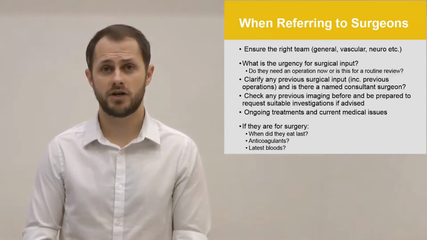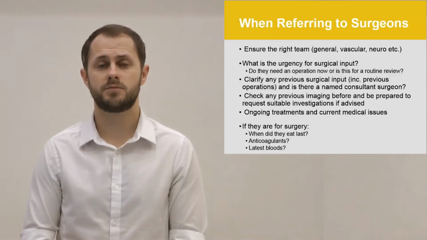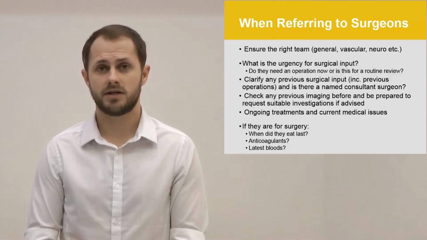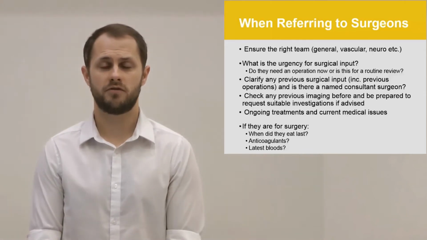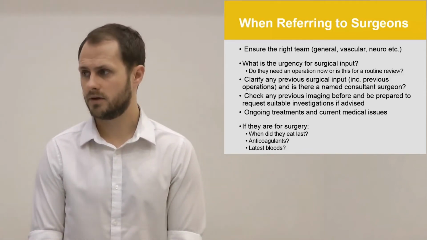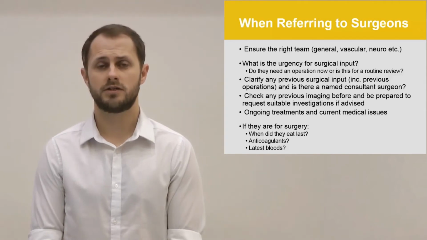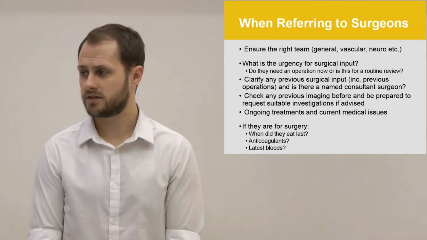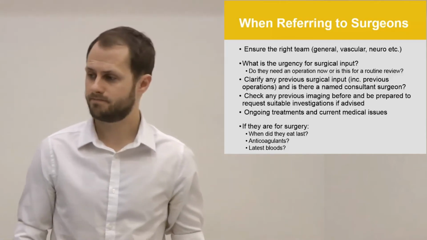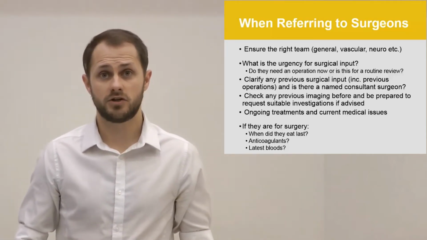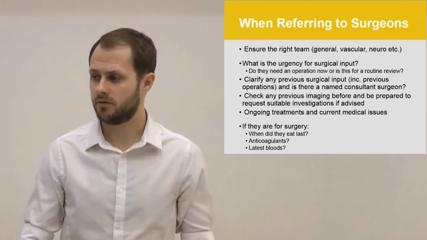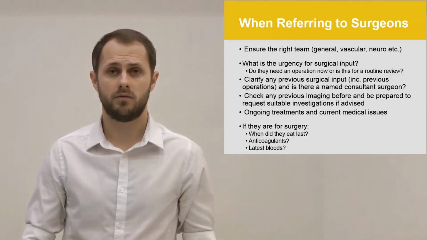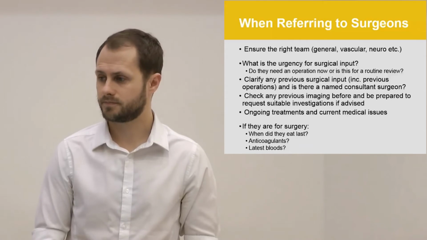So when referring to certain teams, you may need to give specific information. These next slides will suggest what you should do when referring to the surgeons and to ITU. So when referring to surgeons, it's important to first of all know that you have the right team. Does this patient require the vascular team or the general surgical team? What's the urgency of the surgical input? Does this patient have an acute abdomen? Do they need an operation right now? Or is this a routine review?